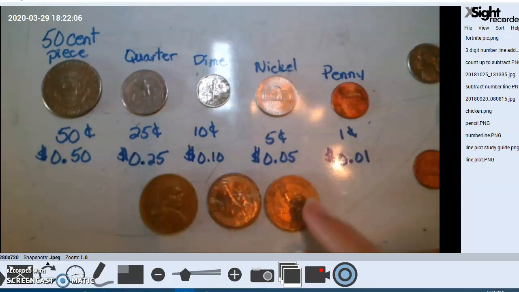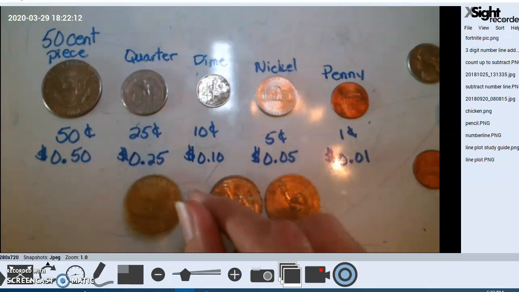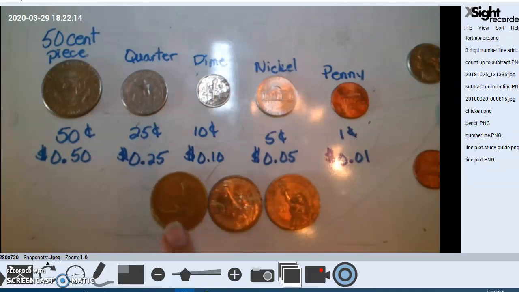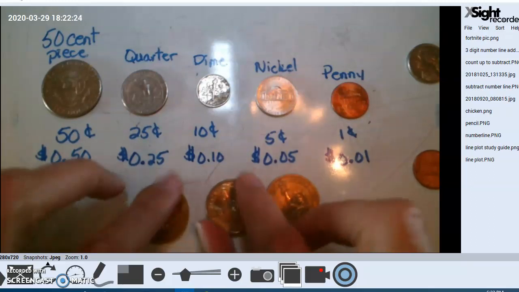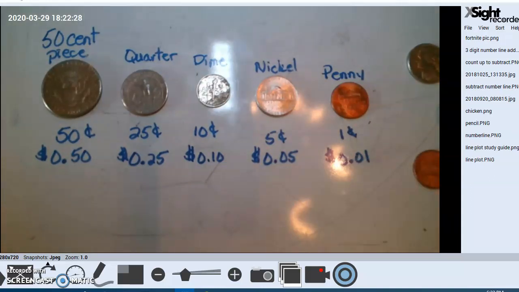Here's this one. It's got the Statue of Liberty on the back. It says $1. Now this one has an eagle on the back. But again, down here in word form, along the bottom, it says $1. Okay, so now that we've talked about what the different coins look like, we're going to talk about counting them.